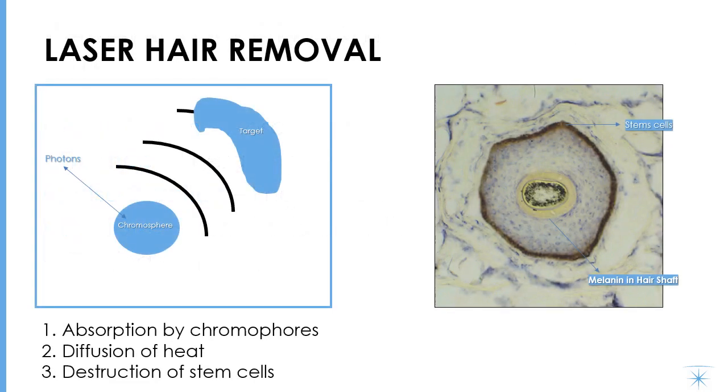Just a quick example of what we are trying to do: in laser hair removal, we have a target which is the stem cells in the bulb and the bulge of the hair follicle. Those are colorless structures. The chromophore is the melanin in the hair shaft. So we would like to aim a laser towards the chromophores. The chromophore is going to absorb the light and convert it into heat, and the heat is going to radiate to the target to damage the target. So this is what we are trying to achieve here.